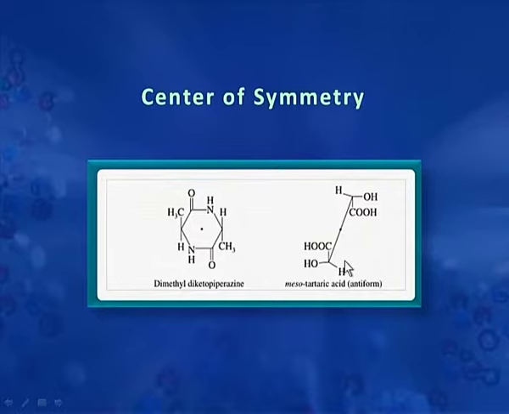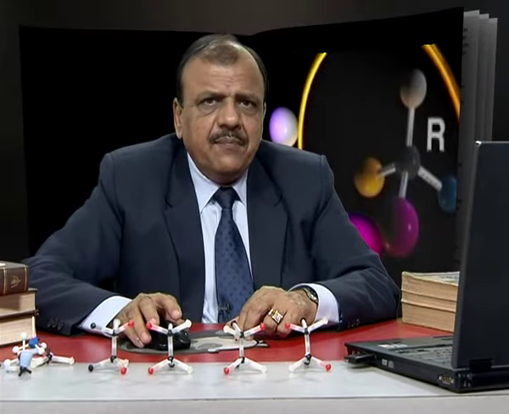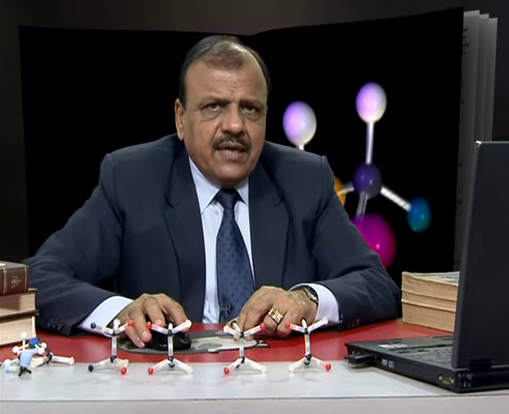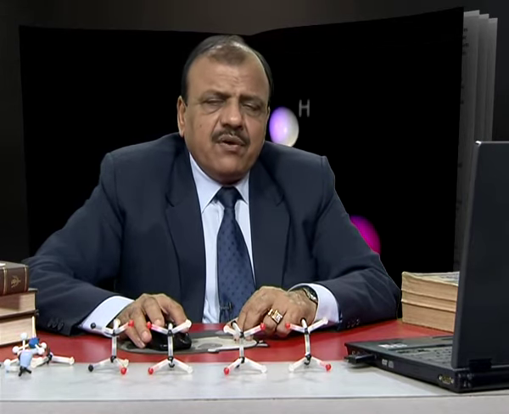Then there is another molecule, that is mesotartaric acid we discussed just now. If I start from this carboxyl group and pass through this point and then go beyond, I meet another carboxyl group, or if I start from this hydroxyl group, a line is drawn up to this point and extended, we get another hydroxyl group. So this molecule also has center of symmetry. In this way we can check the presence of center of symmetry in different molecules. If a molecule possesses a center of symmetry, we will talk about it a little later, what will be its effect.